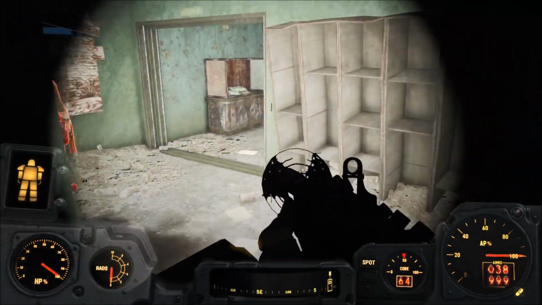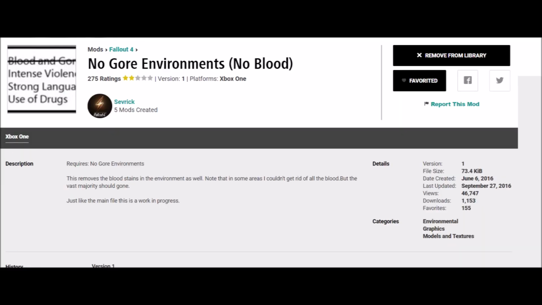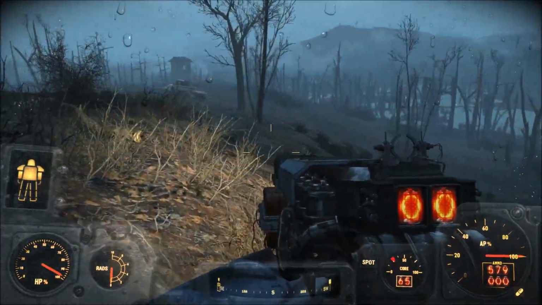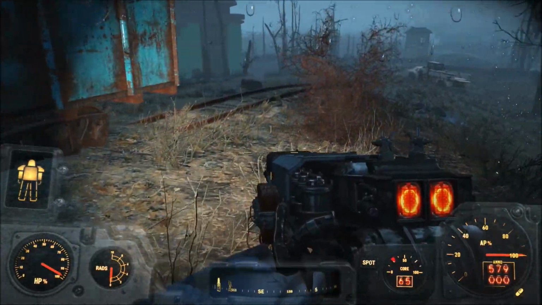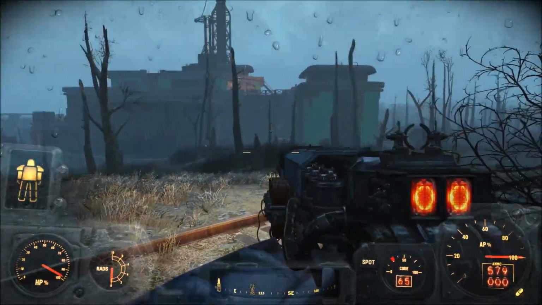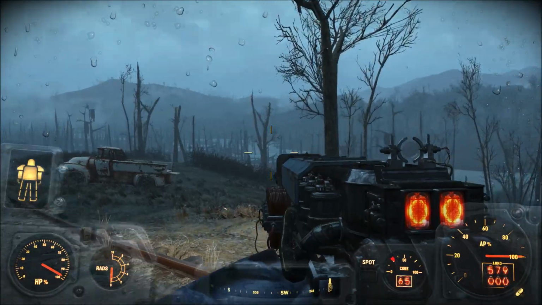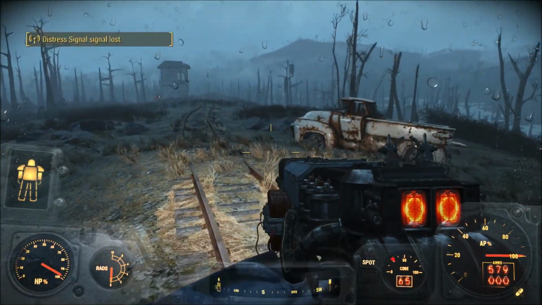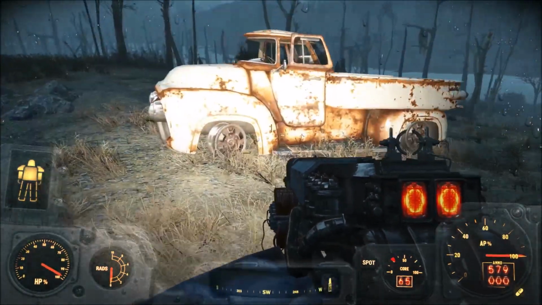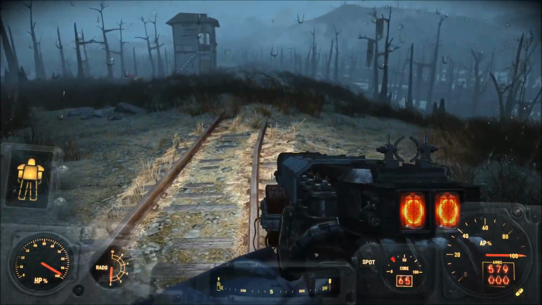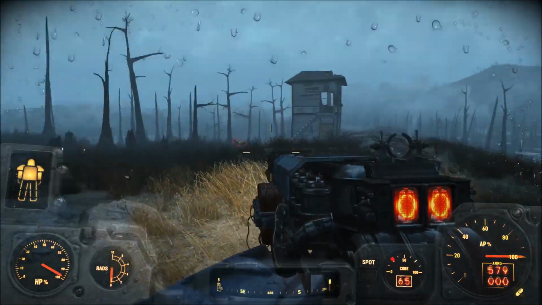So the next mod that I want to talk about is essentially an add-on to the Gore Environments, because this one is the same sort of deal, only instead of just removing bodies and heads and limbs, it's also removing the large pools of blood, blood stains on the walls, and things like that, to make the environment a little bit cleaner.